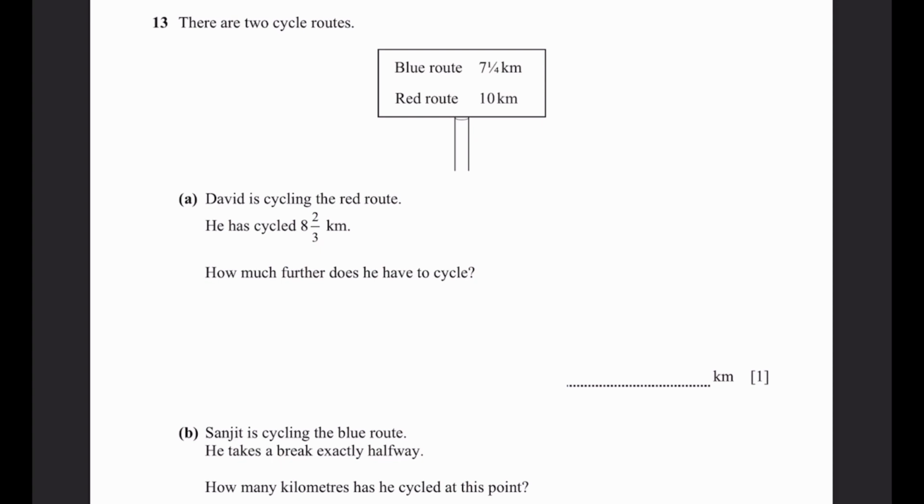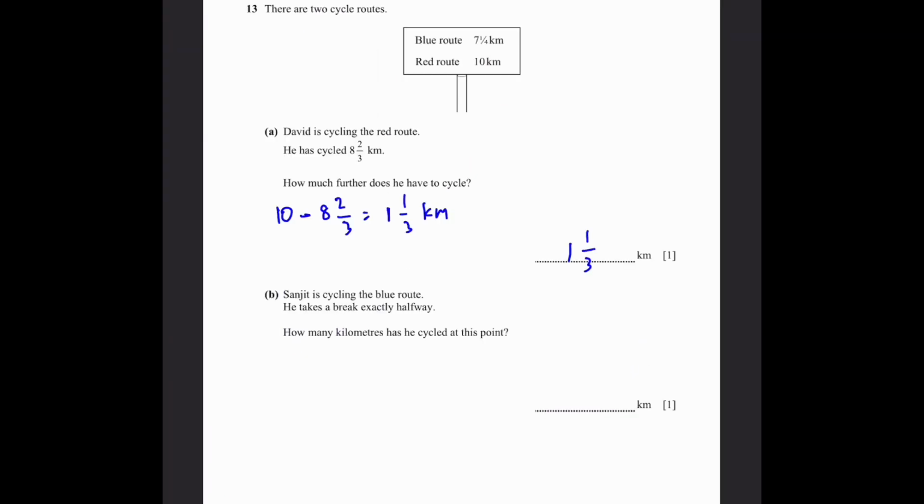A. David is cycling the red route. He has cycled 8 2/3 kilometers. How much further does he have to cycle? So now we just subtract this one, 8 2/3, from the total, which is 10 kilometers. That's equal to, when we subtract it properly, 1/3 kilometers. That's the answer.